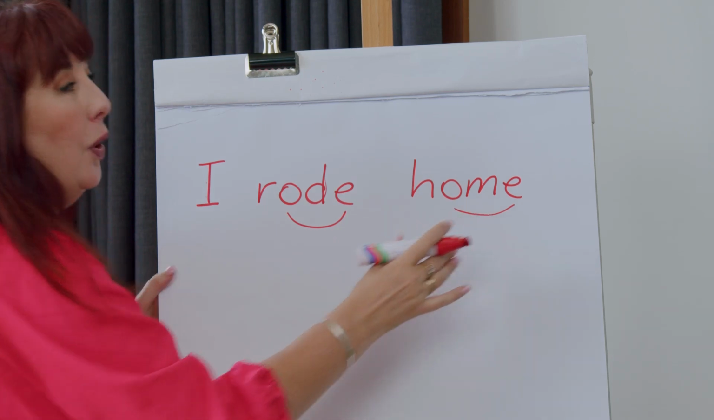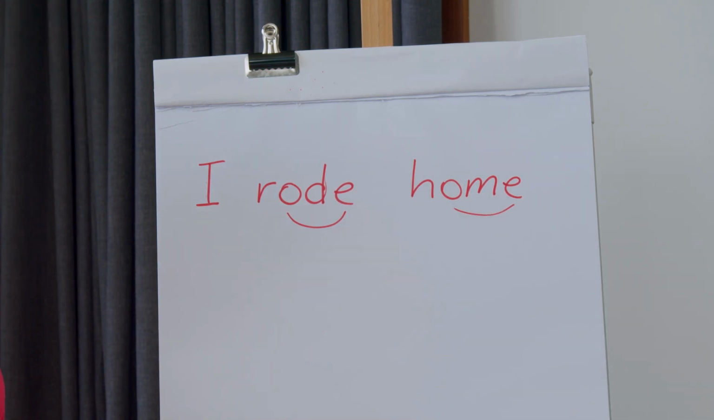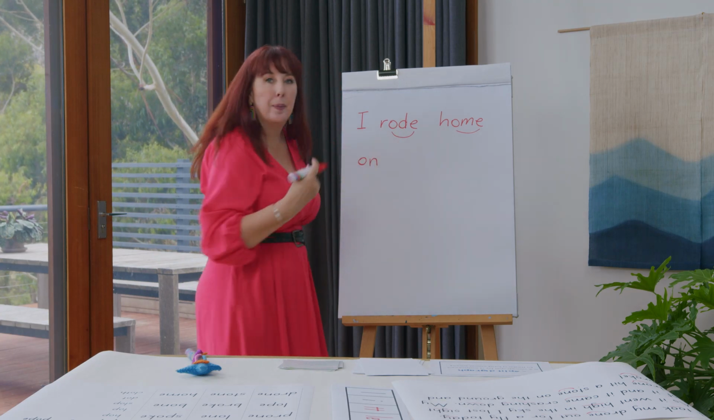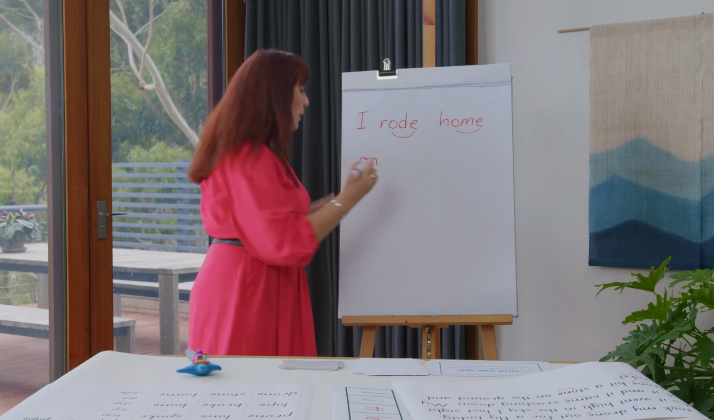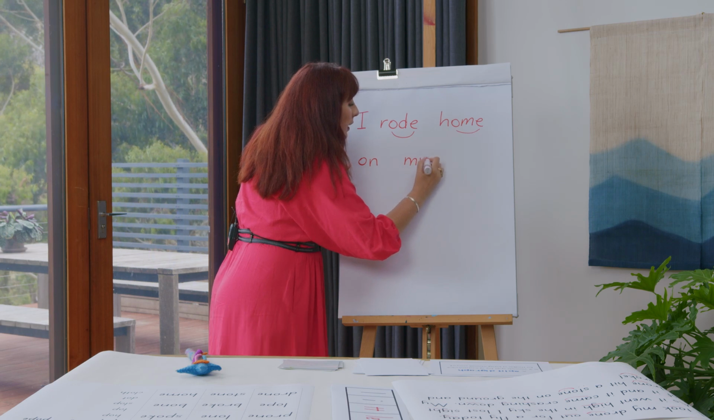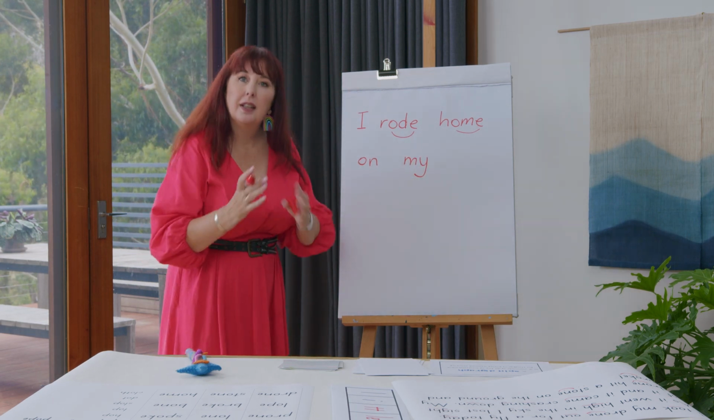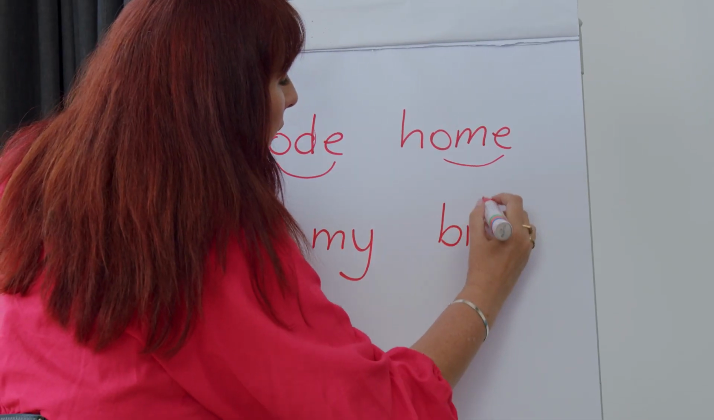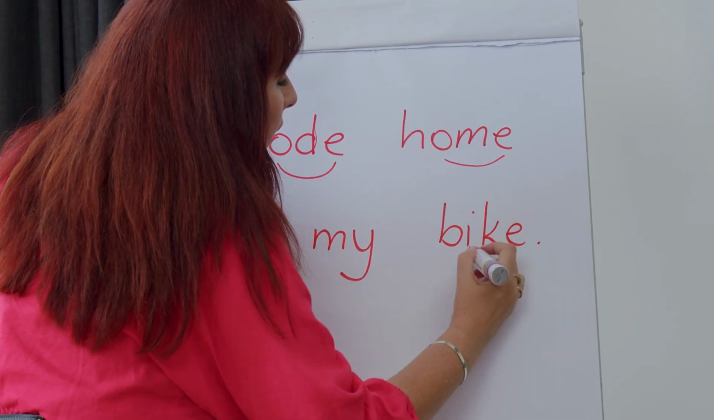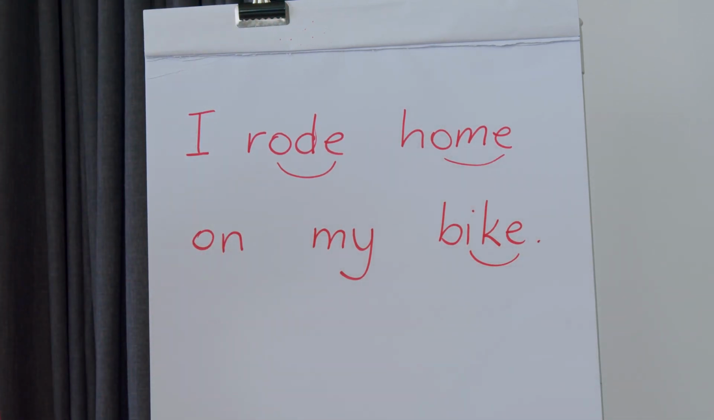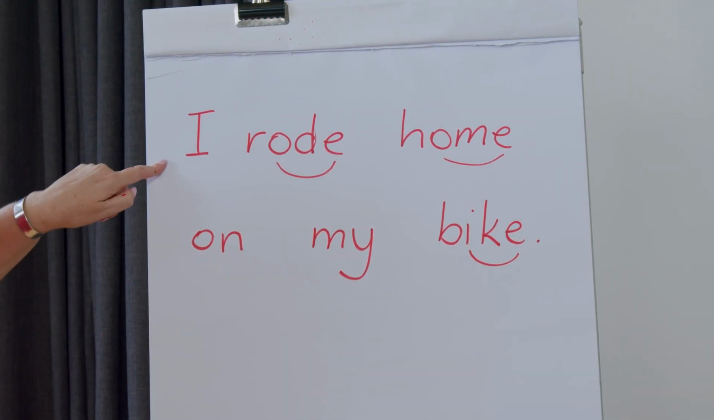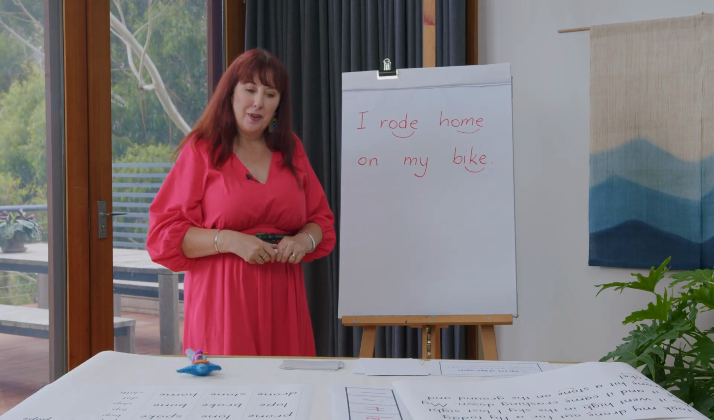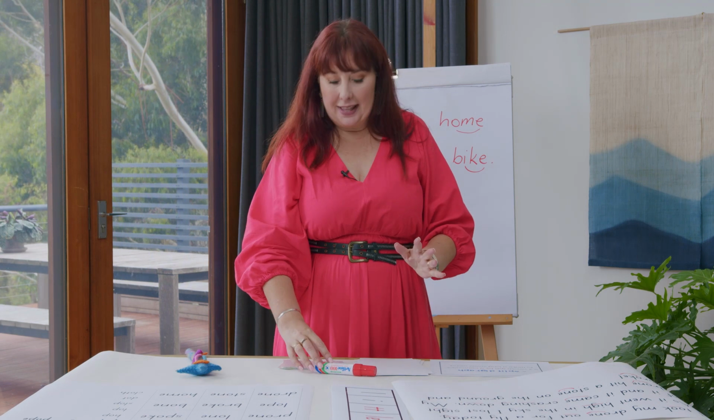I rode home. On what? On my bike. Let's go. On. One syllable. My bike. Split digraph. It's our key word. B-i-k. How's that? Is that what your sentence looked like? I rode home on my bike. Good job. Fantastic work. We're nearly there.